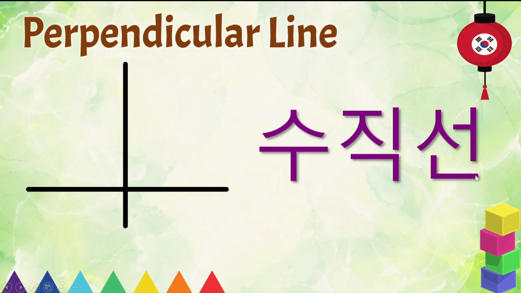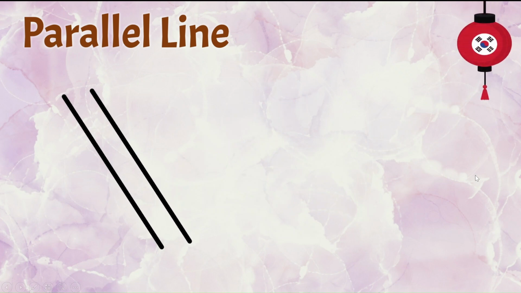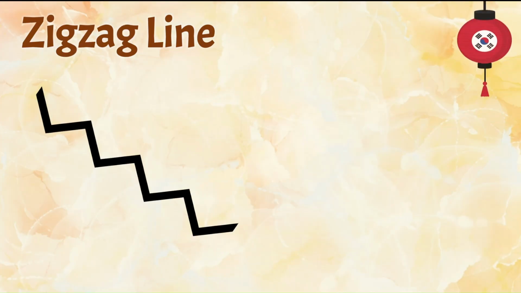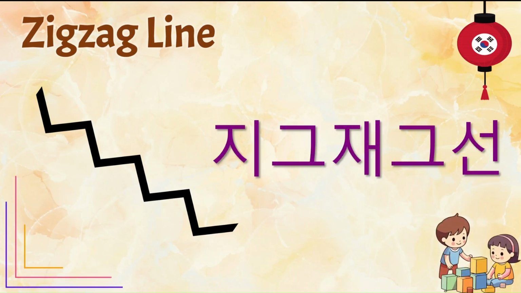Okay, next comes parallel line, and it is 평행선. 평행선. Now let's move ahead and see how to say zigzag line in Korean. And this one is very easy. It is 지그재그선. 지그재그선. As you can see, this one is the transliteration of the word zigzag.